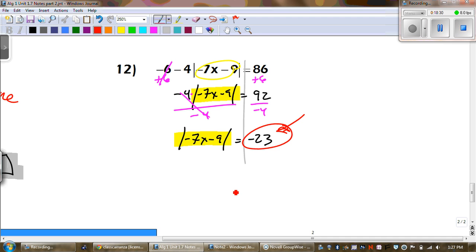Okay? What does that tell you? Hopefully it's telling you, Mr. Grice, the answer is no solution because distance can't be negative, and you'd be correct.